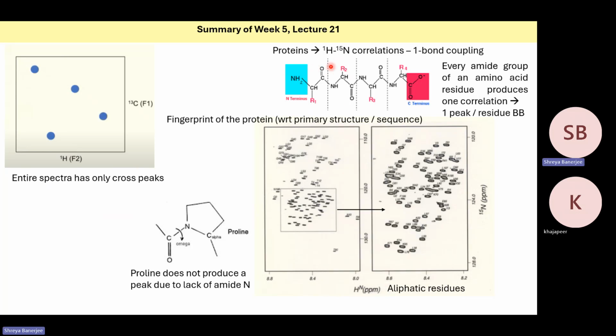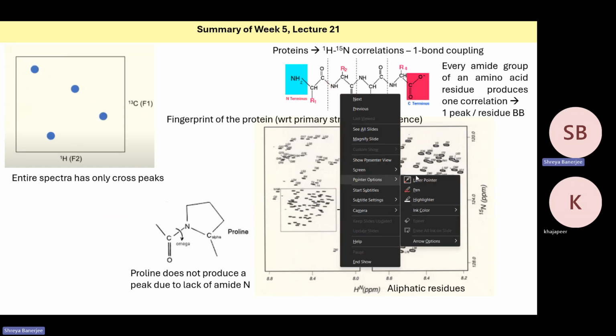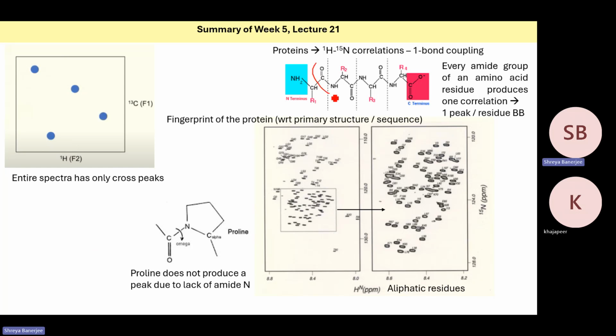So in this amino acid, we will look at the amide NH. So amide bond is basically this bond, the CONH bond is the amide bond, and we will be looking at this NH. So again, NH is one bond coupling, and we will be looking at the 15N versus HN. Here HN refers to the amide hydrogen, which is this hydrogen I've shown here. And 15N is the amide nitrogen.